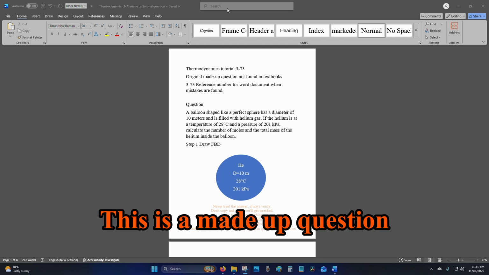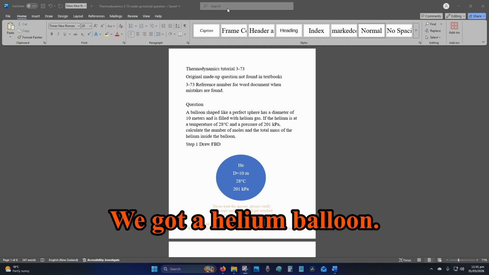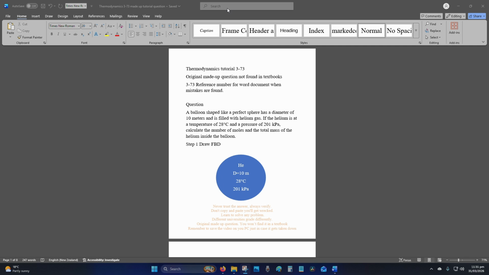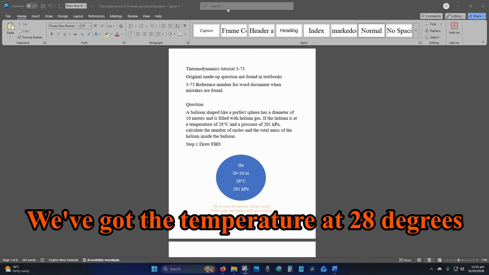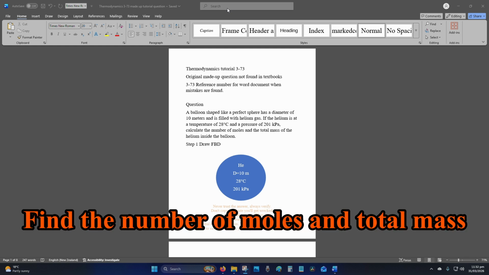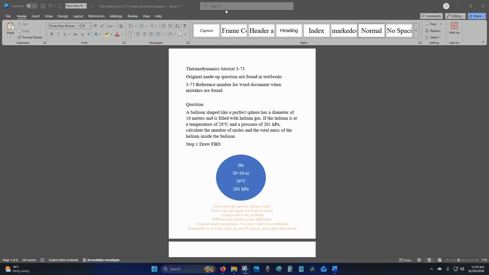This is a made-up question not found in your textbooks. We've got a helium balloon. Its diameter is 10 meters. The temperature is 28 degrees Celsius. The pressure is 201 kPa. Find the number of moles and total mass of the helium inside the balloon.